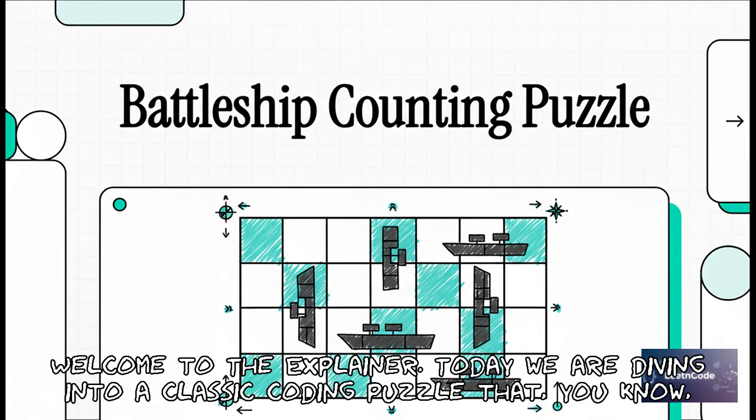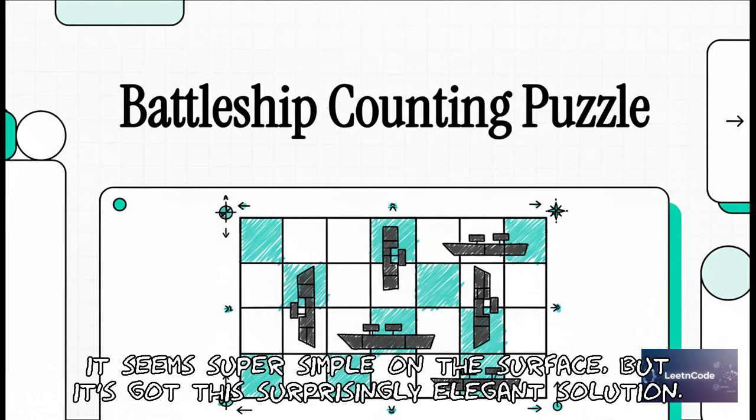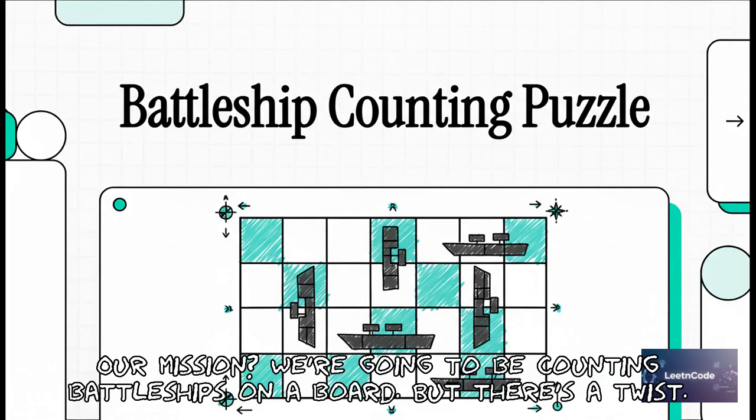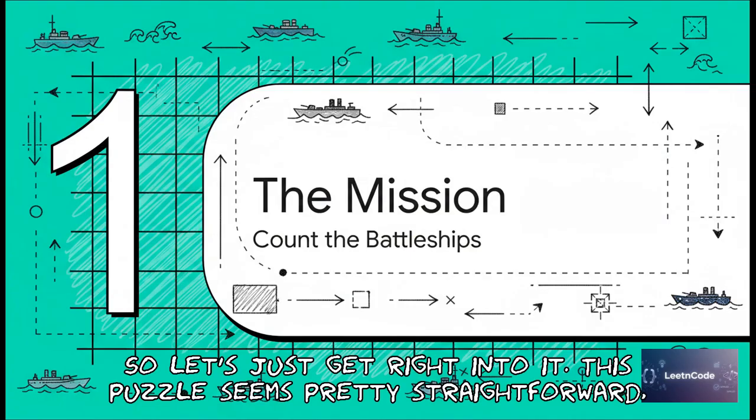Welcome to the Explainer. Today, we are diving into a classic coding puzzle that seems super simple on the surface, but it's got this surprisingly elegant solution. Our mission? We're going to be counting battleships on a board. But there's a twist. So let's just get right into it.